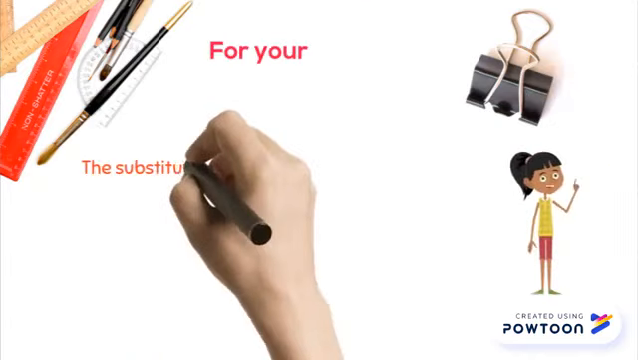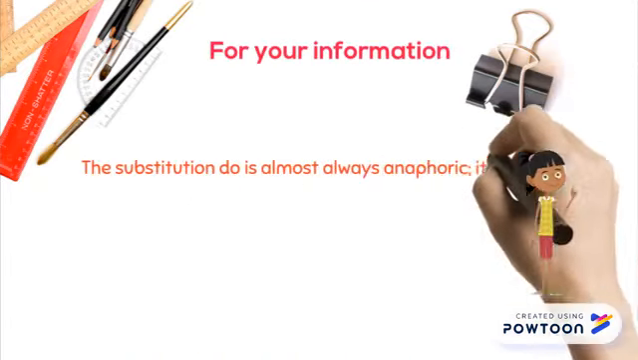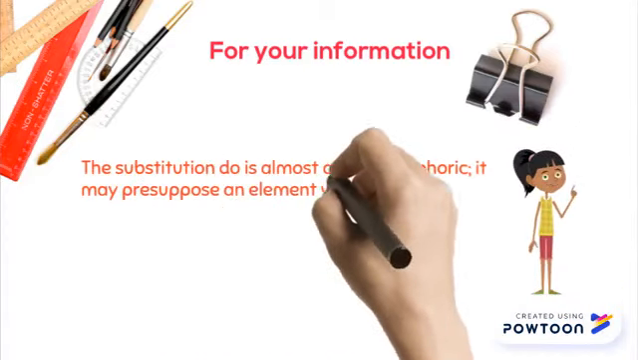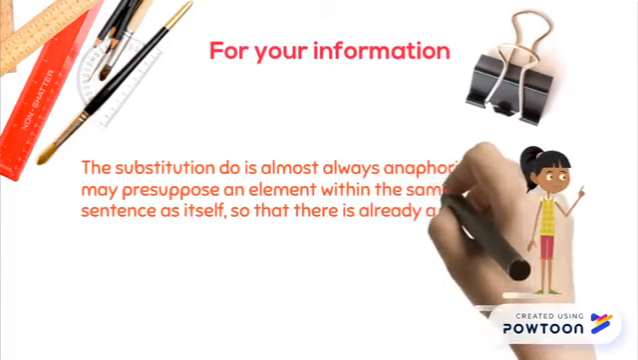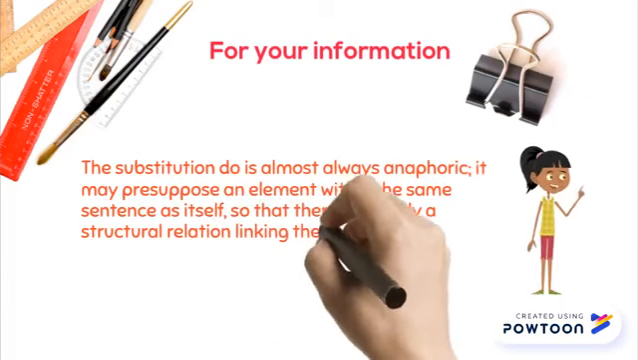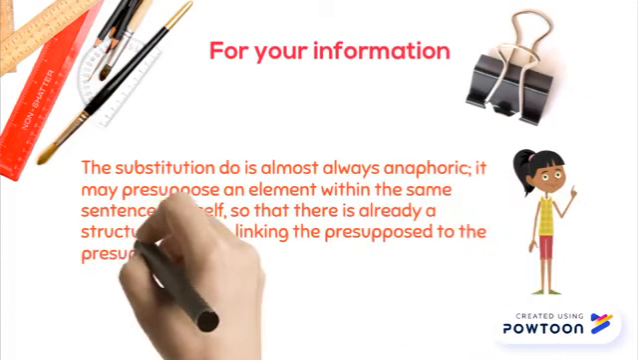The substitution do is almost always anaphoric. It may presuppose an element within the same sentence as itself, so that there is already a structural relation linking the presupposed to the presupposing clause.